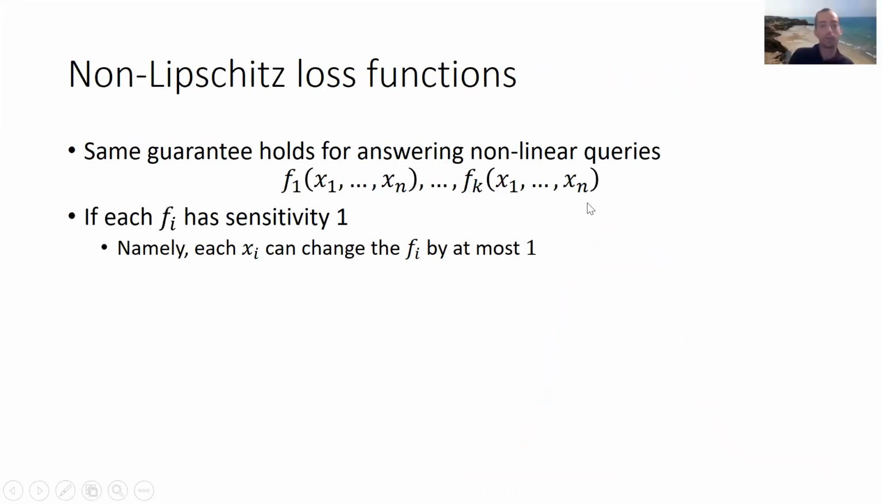Before going to discuss proof details, I just want to say that this and all the results that I talked about before don't only hold for counting queries or computing the sum. They trivially hold for any query that has bounded sensitivity. What do we mean by that? We mean that changing one input can change the output by at most one. And any query, even nonlinear, that satisfies this bounded sensitivity can be used instead of the counting query and give the same result.